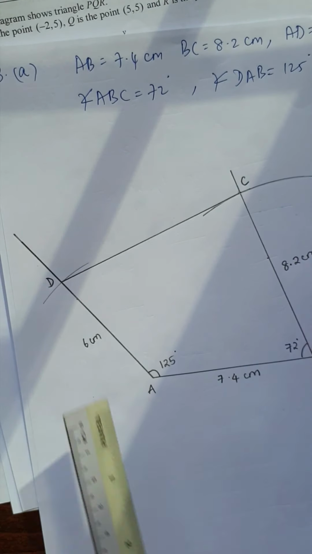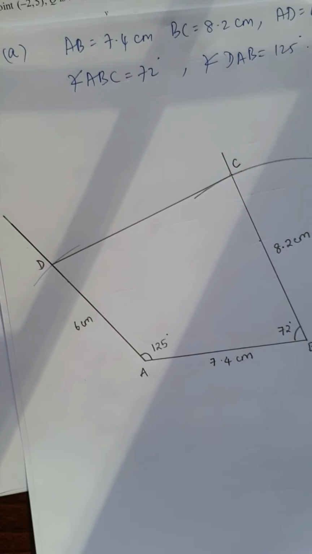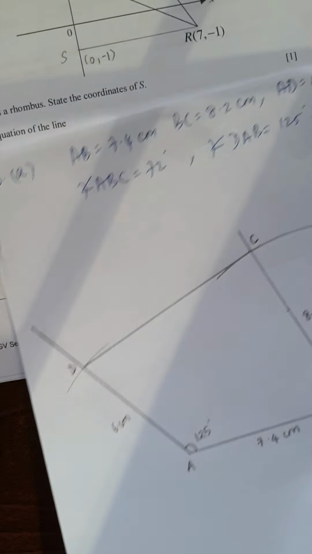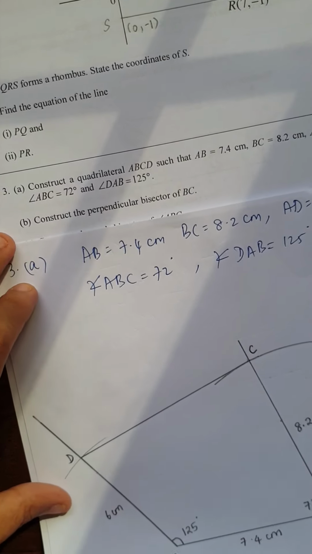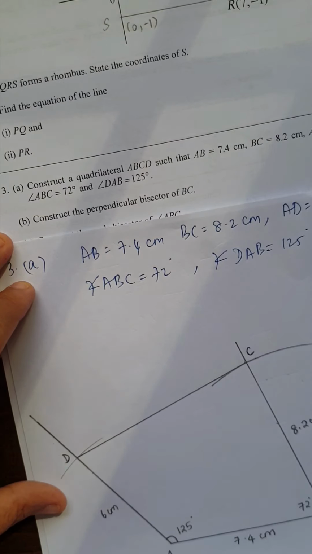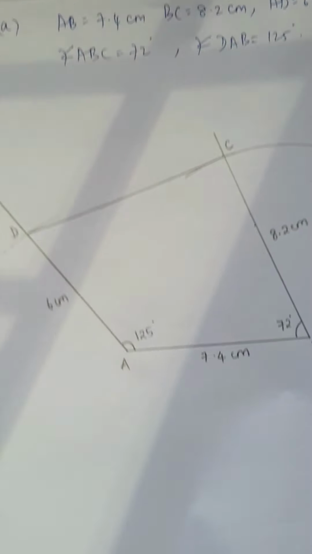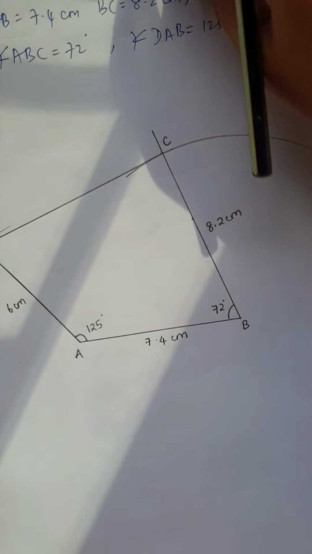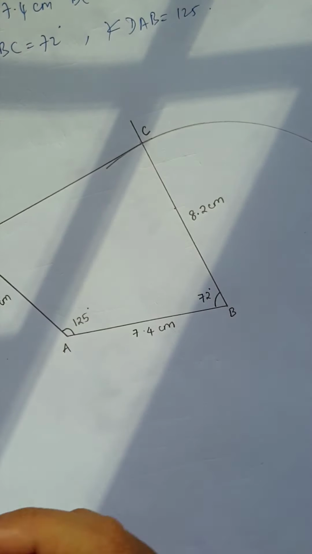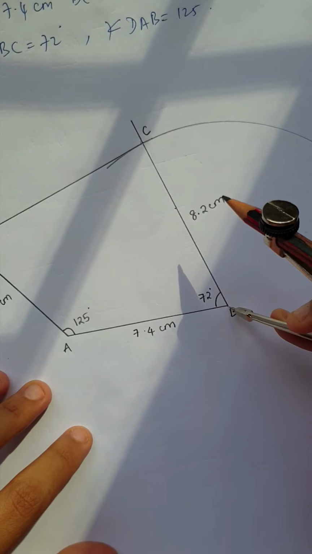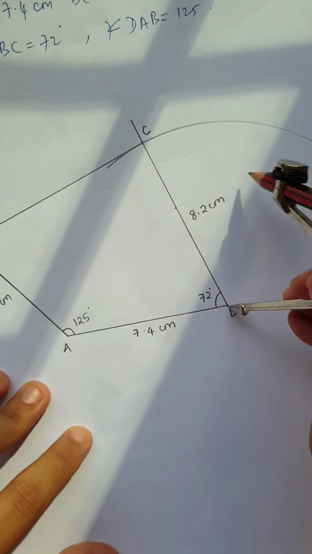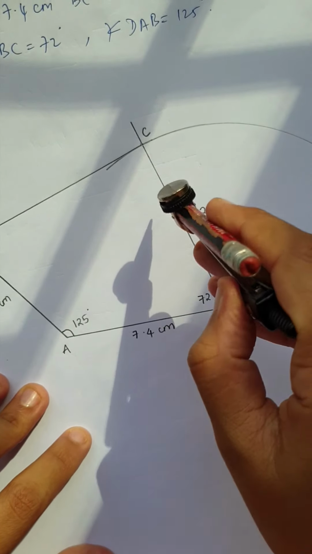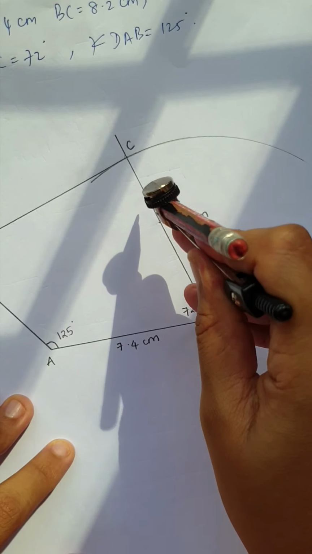Okay, so that's about it. This is your quadrilateral ABCD with all information given here. Now, the second part says, construct a perpendicular bisector of BC. Okay, a perpendicular bisector of BC. Perpendicular bisector basically is, I need to cut arcs here. I can draw two arcs here. Take a length that is more than half of BC.